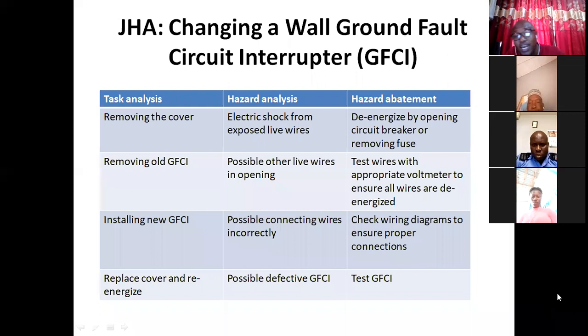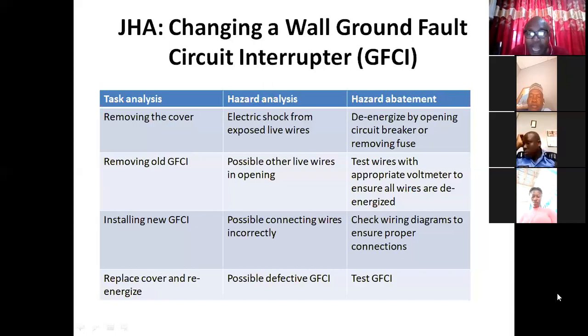So when you are installing the new wire, the new circuit breaker, the next thing is you check whether the connection of the wire is correct. You evaluate whether the connection of the wire is correct. And how do you do that? Check the wiring diagram to ensure proper connection. Why? Because if there is no proper connection, you may want to test it before you cover it, and there can be a spark. And when there is a spark, it will cause injury, it will cause harm.